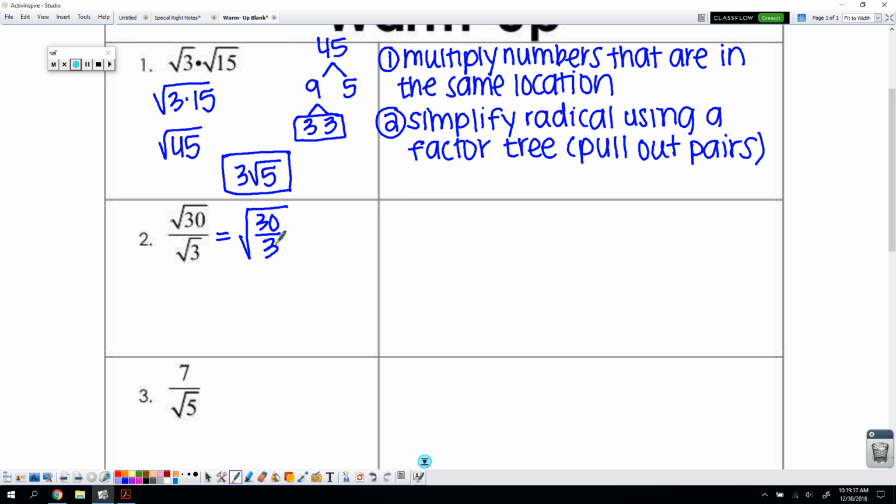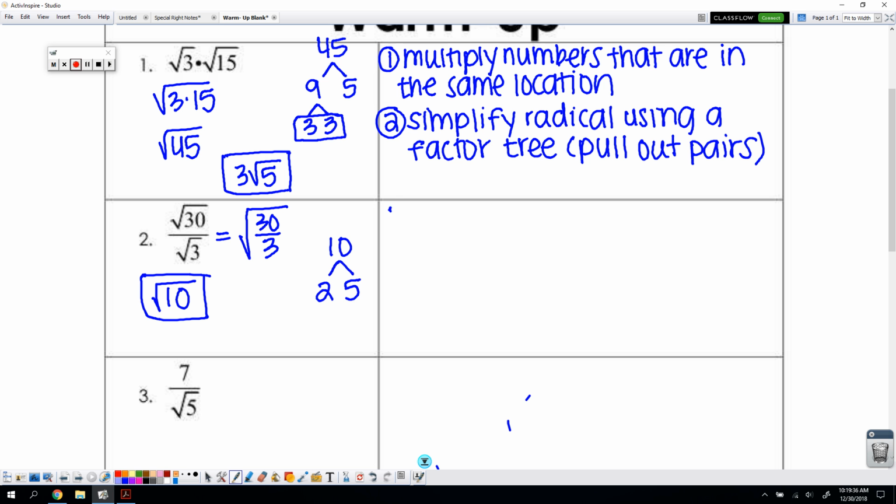So here we have 30 divided by 3. 30 divided by 3 is 10, and it's still in a radical. And then I would factor tree 10: 2 and 5. No pairs there, so this is your final answer.